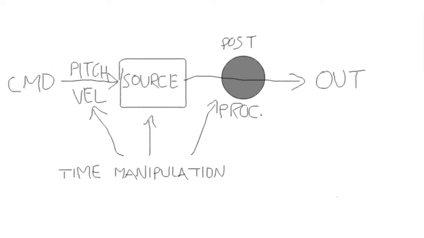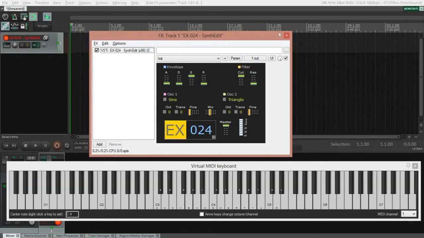Now let's look at one real example. Now take a look at this. This is a software synthesizer. It's called EX024. It is not the best synthesizer out there, far from it, but it is great for teaching all these concepts since it covers all the steps and at the same time is very compact.